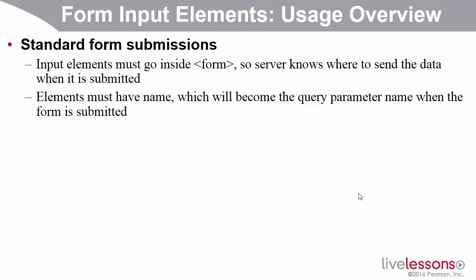And the elements must have a name attribute. The name attribute we saw in the previous section becomes part of the query parameters. And if you recall from the previous section, with a GET request, the query parameters get attached to the end of the URL. With a POST request, the query parameters get sent as a separate part of the network request. But either way, the elements have to have a name, and the name becomes the query parameter name in the submitted form.